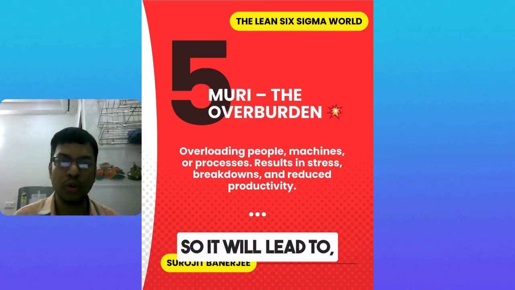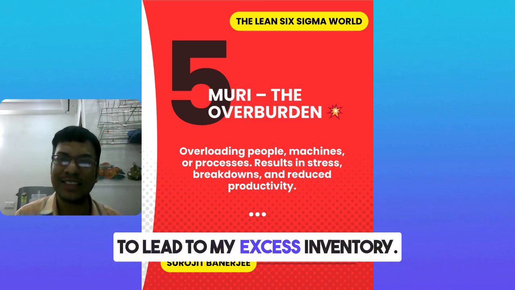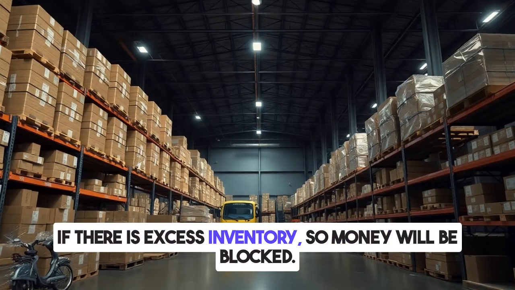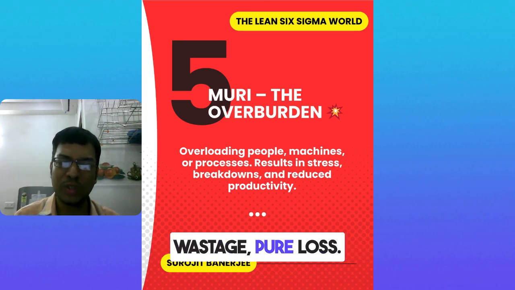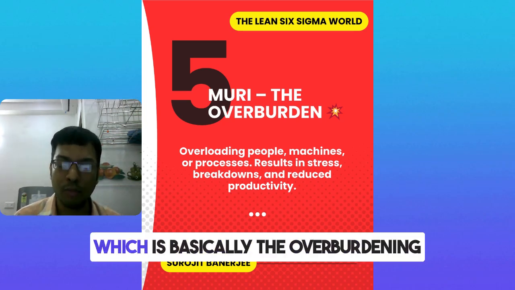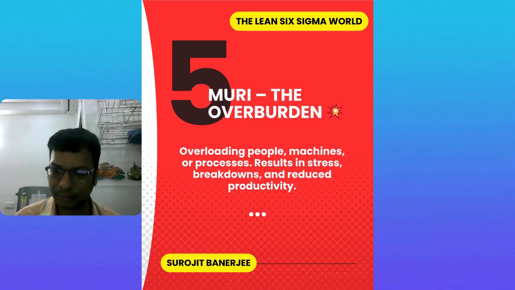So it will lead to, and if I can produce more components also, it will lead to excess inventory. If there is excess inventory, money will be blocked. So that is basically a pure wastage, pure loss. That is basically your Muri, which is basically the overburdening of the people or my machines.